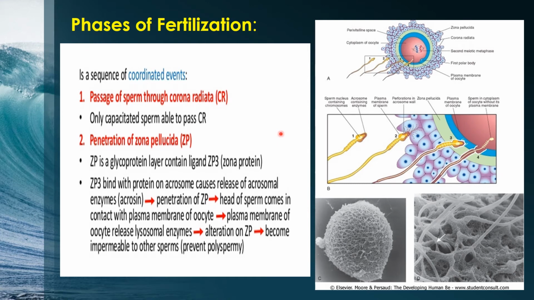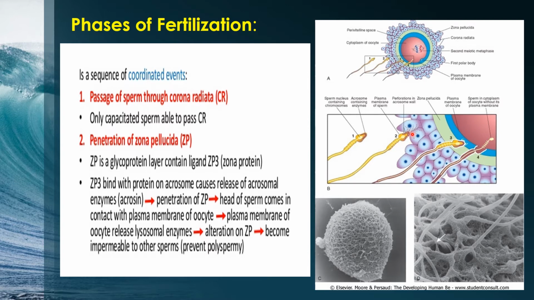Now, the sequence of the events, or the phases or steps of fertilization, are as follows: first, the sperm has to pass through these corona radiata cells. Then, secondly, it has to cross the barrier of the zona pellucida layer. Then it reaches the plasma membrane of the oocyte and comes in contact with it, and then the cytoplasm and the genetic material of the sperm is transferred inside the cell membrane. So first it has to cross this barrier of the corona radiata cells which are surrounding the oocyte.